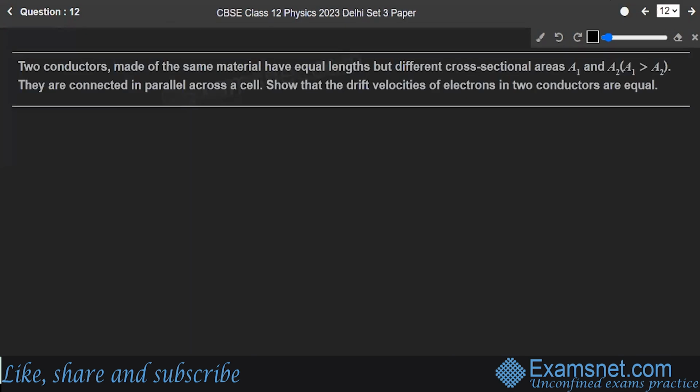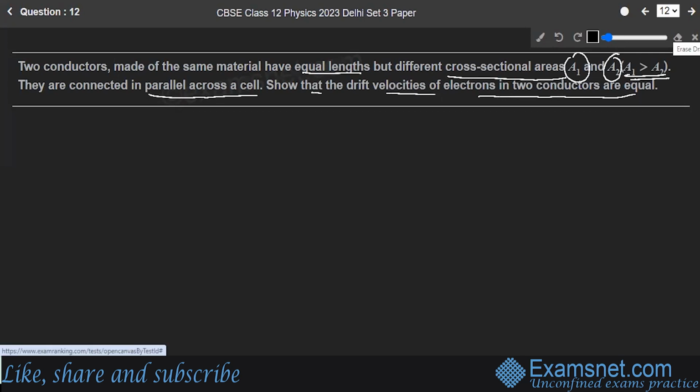Question number 12. Two conductors made of the same material have equal lengths but different cross-sectional areas A1 and A2, where A1 is greater than A2. They are connected in parallel across the cell. Show that the drift velocities of the electrons in the two conductors are equal.